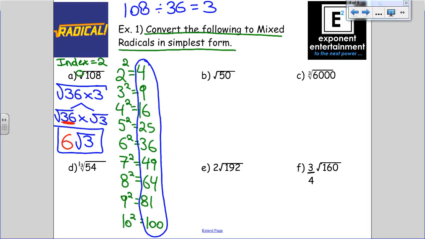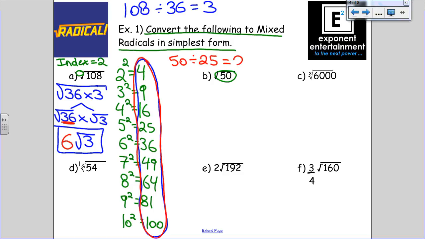All right, we'll do a couple more examples. If we look at B, we have the square root of 50. We want to somehow turn this square root of 50 into a mixed radical, meaning that it has a coefficient, because right now this doesn't have a coefficient. To do that, we have to find the biggest number on our perfect square chart that divides into 50. If you practice, you find that 50 can be divided by 25. It equals 2. So I can rewrite 50 as 25 times 2.